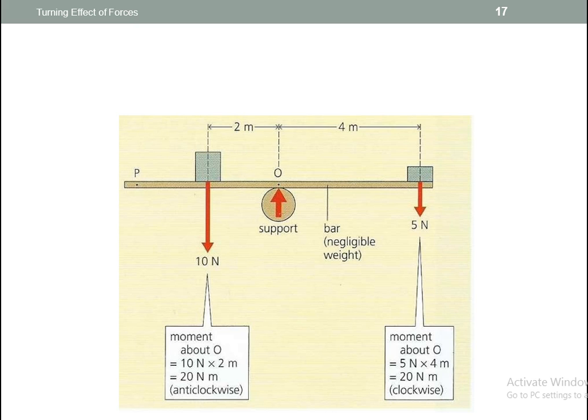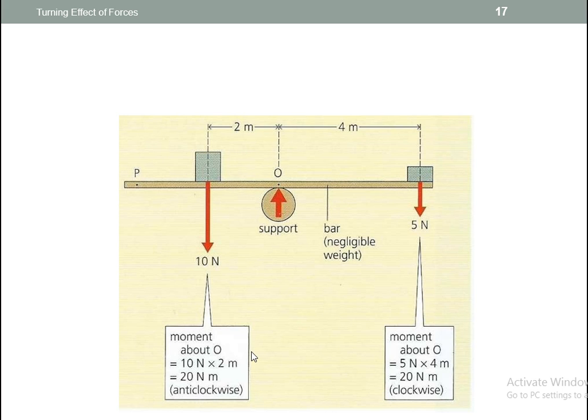The turning effect of a force is known as moment. We can calculate the clockwise moment and the anti-clockwise moment. The clockwise moment will be equal to 5 multiplied by 4, which is 20 Newton meter clockwise moment or clockwise torque. In case of anti-clockwise, 10 multiplied by 2 is also equal to 20 Newton meter anti-clockwise moment.